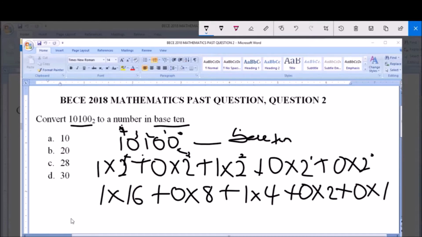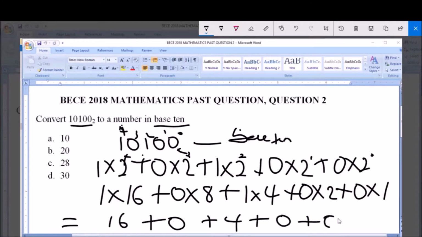Now from here we have 1 times 16 to give us 16, plus 0 times 8, like we're going to multiply by 0 will give us 0, plus 1 times 4 will give us 4, plus 0 times 2 will give us 0, and 0 times 1 will give us 0. So from this our answer is 16 plus 0 is 16, plus 4, 20, plus 0, 20, plus 0, 20. So our answer is 20 in base 10.